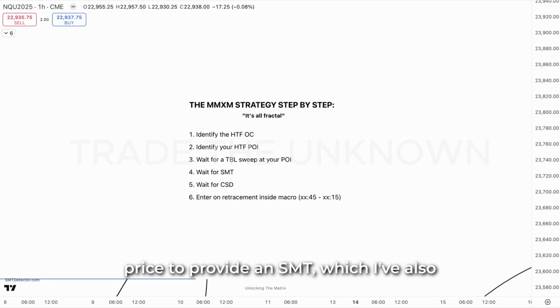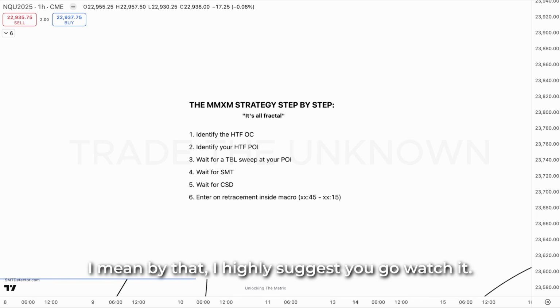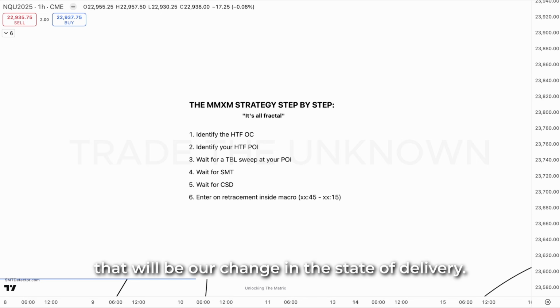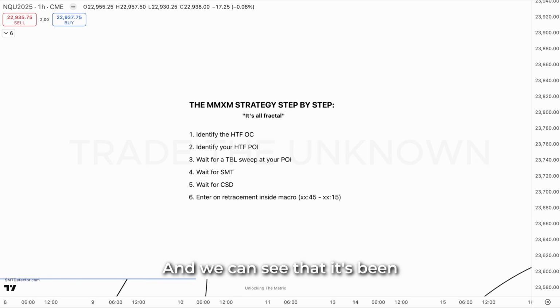You then wait for price to provide an SMT, which I've also talked about in a previous video. If you don't know what I mean by that, I highly suggest you go watch it. Then step number five, we wait for CSD. Now CSD, that will be our change in the state of delivery. This is basically the moment where price shifts from a sell to a buy or a buy to a sell model. And we can see that it's being confirmed through our CSD.